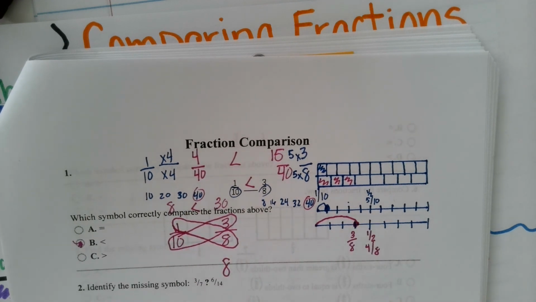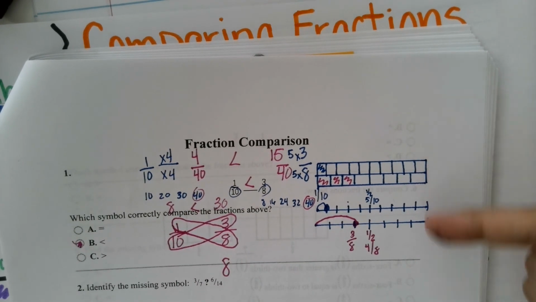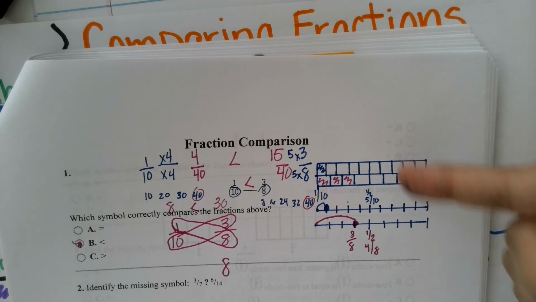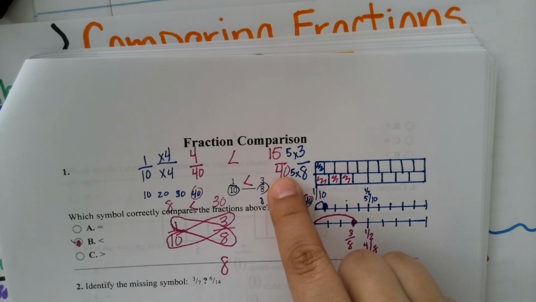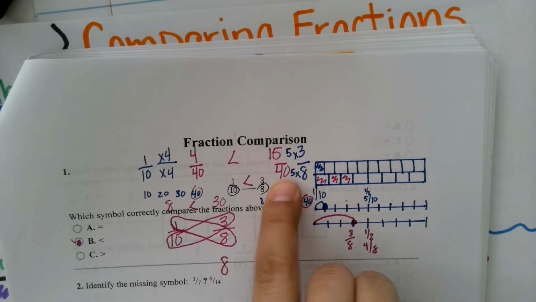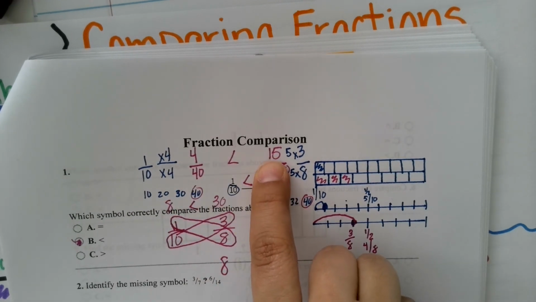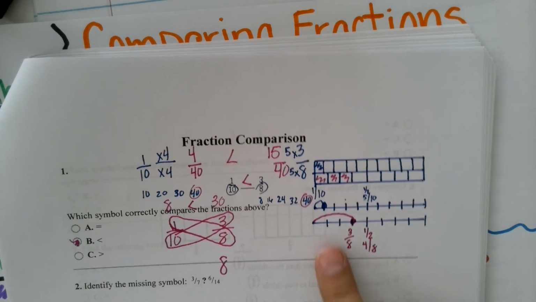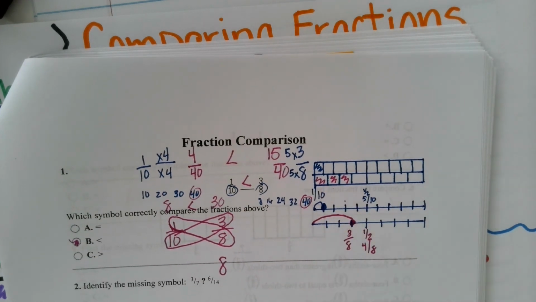How do I know that for sure? Well, this is how I know for sure. I drew it out, right? Or I changed them both to the same multiple of 40, and I could easily see the 3/8 was always going to be greater.